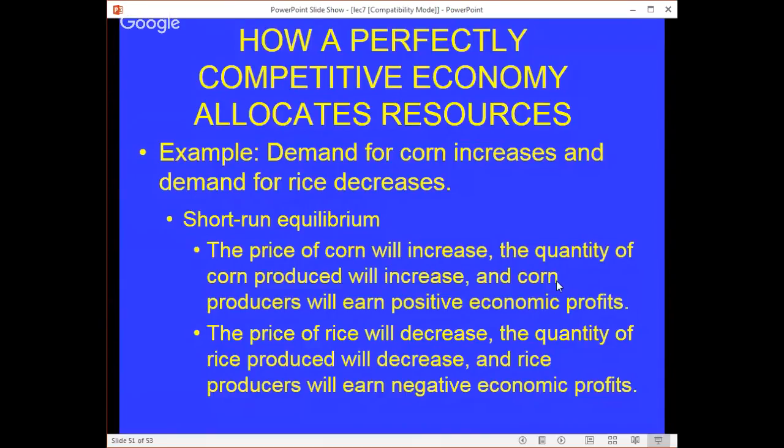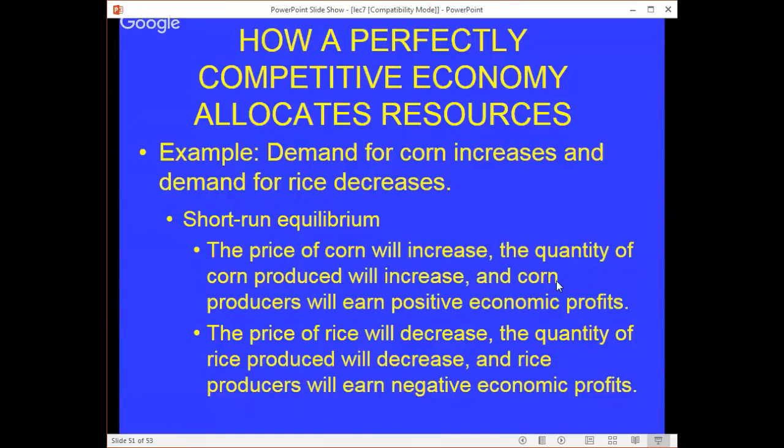Now, be careful, because here I say the quantity of corn produced will increase, right? It will increase from this point to this point. But so far, that's just an increase in the quantity supplied. It's not an increase in supply because the supply curve stays the same. I know it's just semantics, but it's something we have to do to keep it straight in our heads. Over here, the quantity produced decreases, and the quantity supplied decreases, but supply stays the same. We just move from this point to this point on the curve.